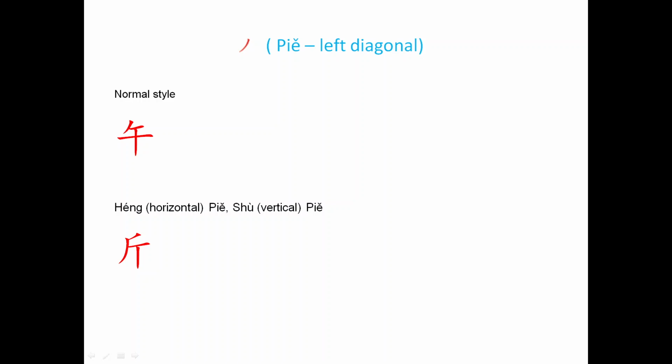Next, we talk about the 撇, or left diagonal. We write it from top to bottom, gradually leaning to the left. Like in the word 午, noon. Depending on the leaning angle, this stroke may have a horizontal version, 横撇, and a vertical version, 竖撇.